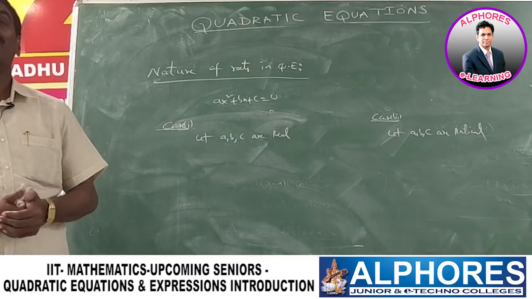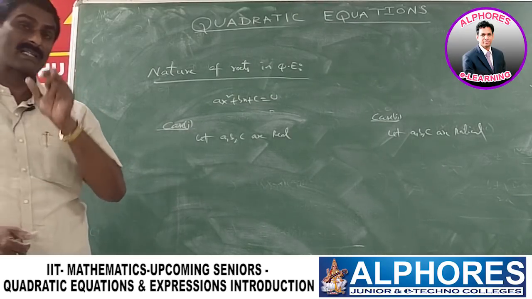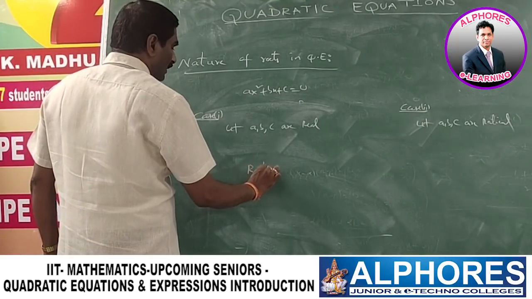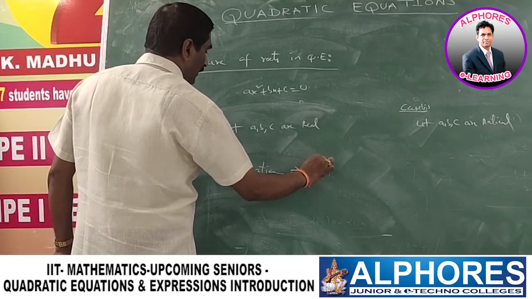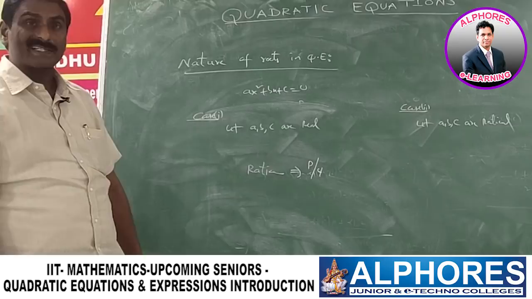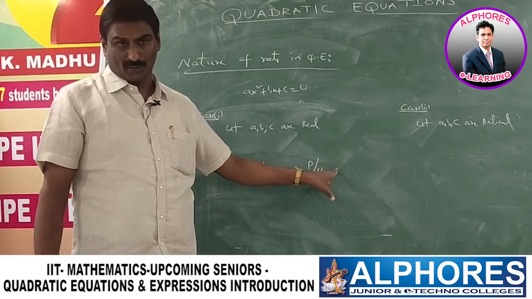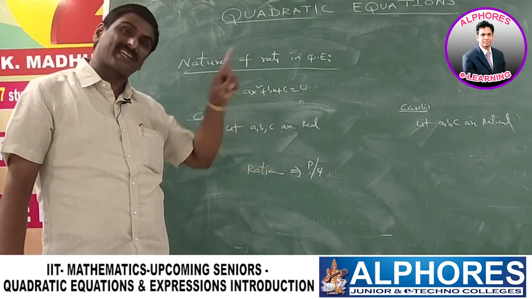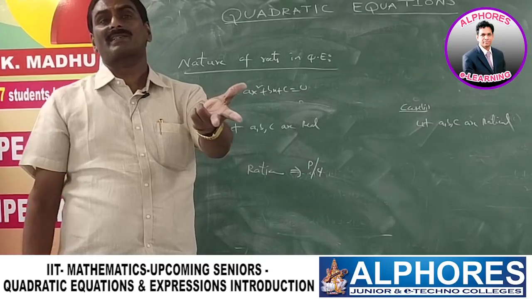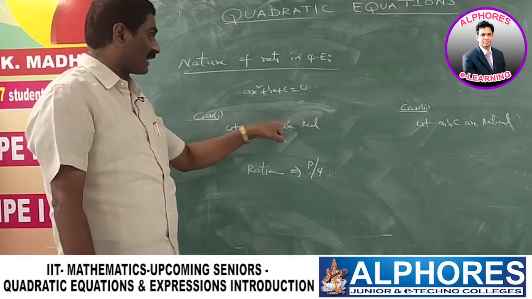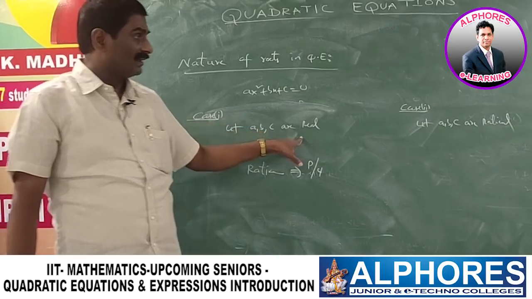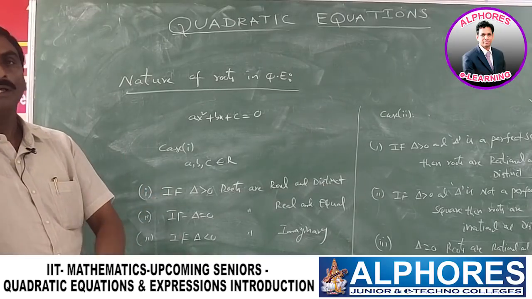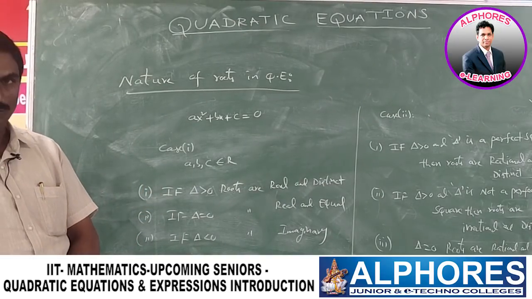What is the difference between the real and rational numbers? Rational numbers means the numbers which can be written in the form of p by q, where p comma q are integers and q not equal to 0. If the number cannot be expressed in the form of p by q, then it is said to be irrational. Both rational and irrational are said to be real numbers. That is, the real is the union of both rational and irrational. Here a, b, c are only rational. Nature of the roots in the quadratic equation ax square plus bx plus c is equal to 0.